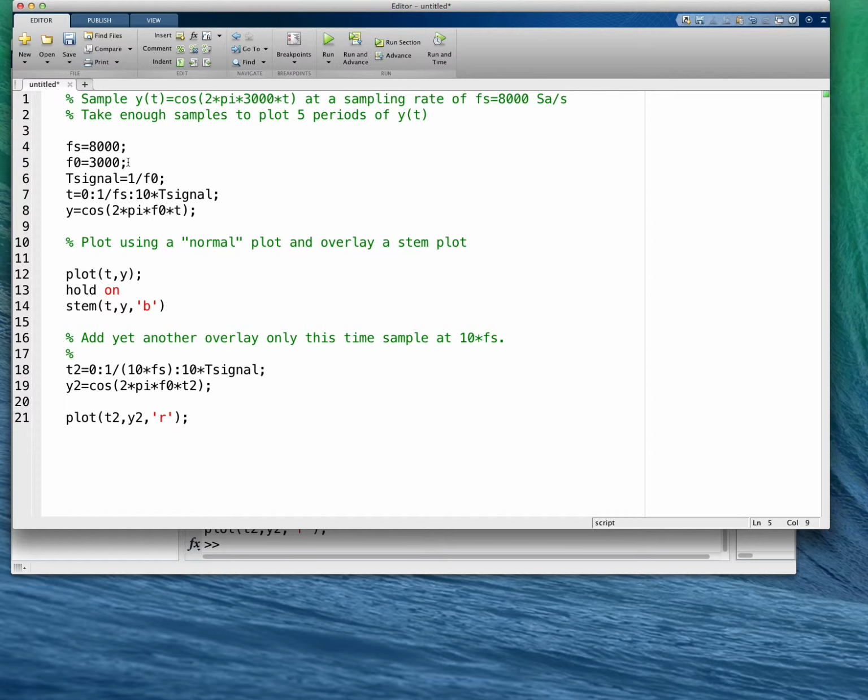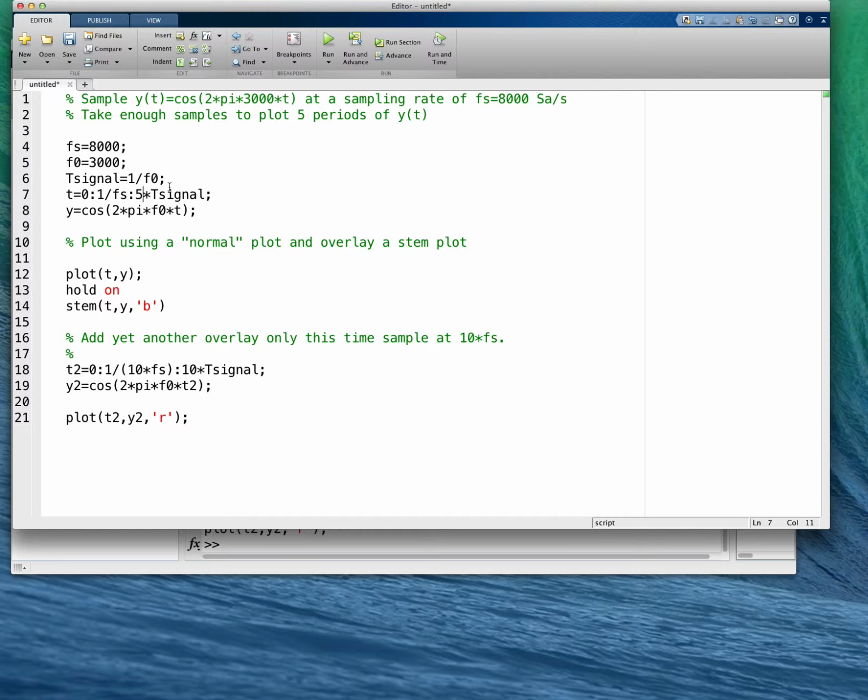Okay, so let's define f naught to be 3000, and then the period of that signal would be 1 over 3000. And so it says here in the instructions to generate 5 periods of y of t. Okay, so I also wanted to cover MATLAB commands that would make that happen. I did 10, so let me change that back to 5.